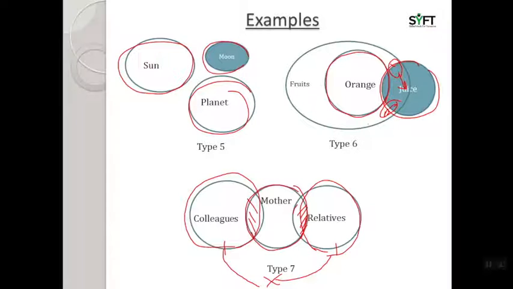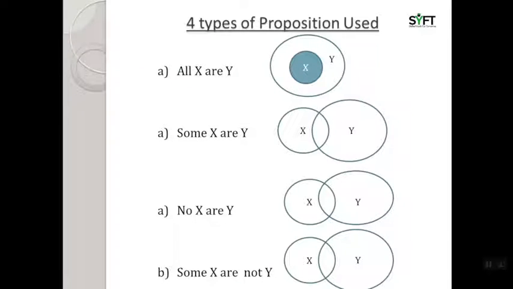Once you know how you can relate them, it becomes easy. This Venn diagram we use for syllogism kind of questions in the banking exam, and in syllogism questions only four types of proposition are used to find the logical conclusion of any problem. The first one is: all x are y.